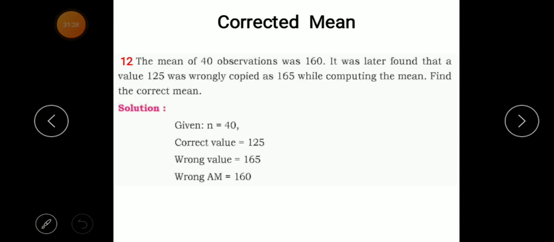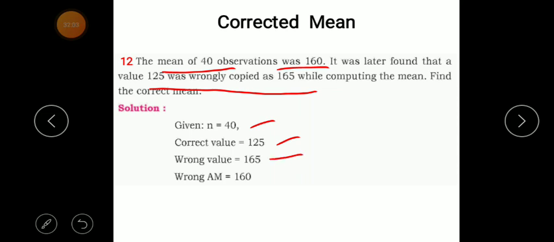So that is what you have to find out in this problem number 12. The mean of 40 observations is 160. So the mean is given for 40 observations. It is later found out that the value 125 was wrongly copied as 165 while computing. Find the correct value of the mean. So you have found the mean initially. In that, the number of observations n equals 40, the correct value is 125, and the wrong value is 165.